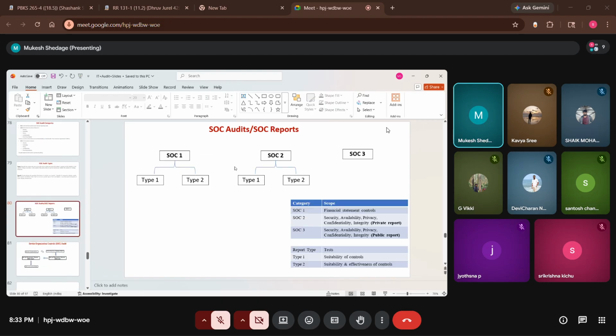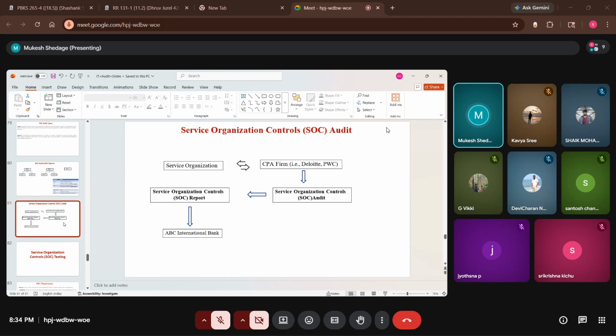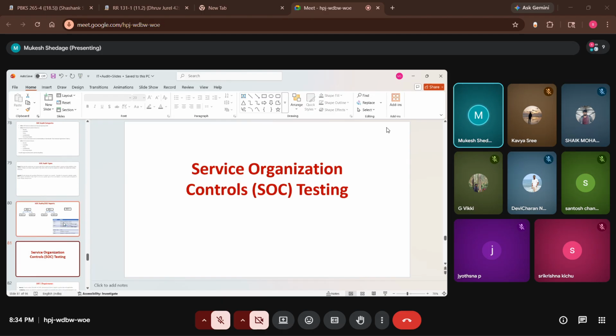Now, as I said, SOCs all have type 1 and type 2. So we don't need it. Why did I keep it here? We delete it.